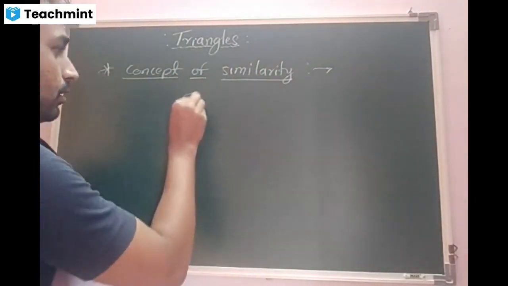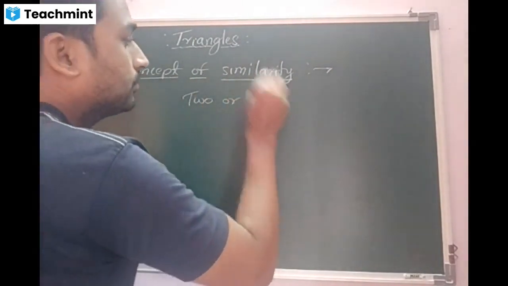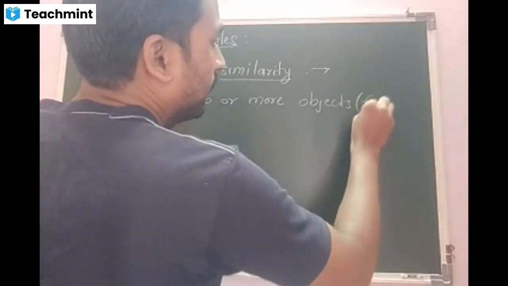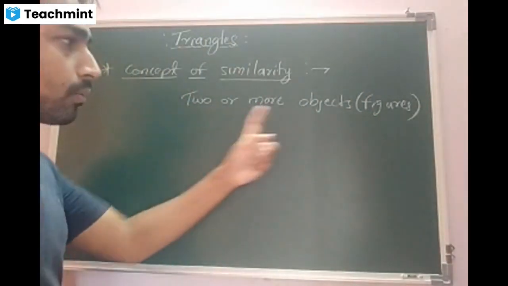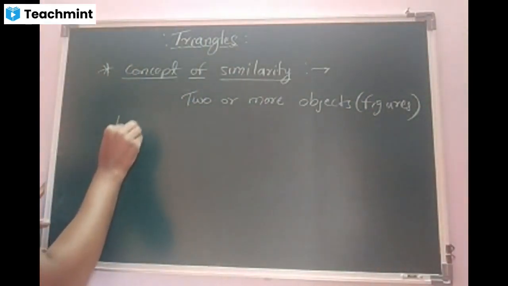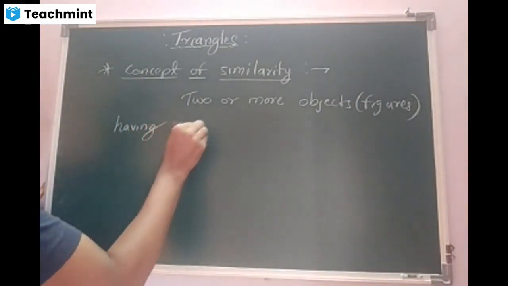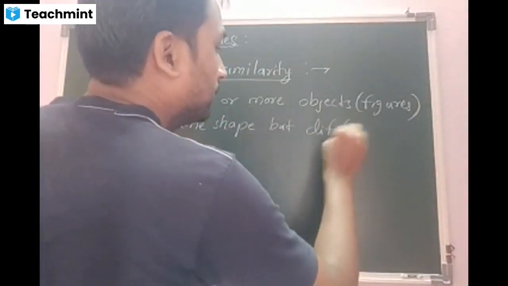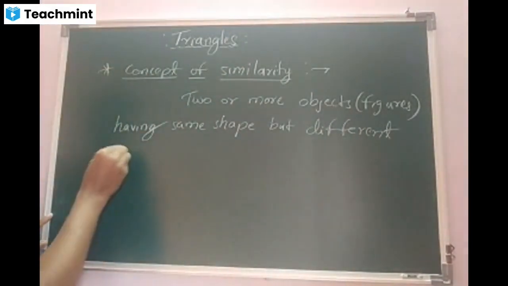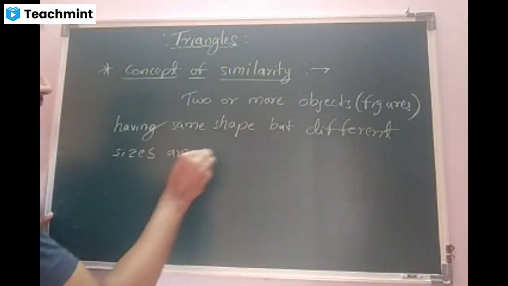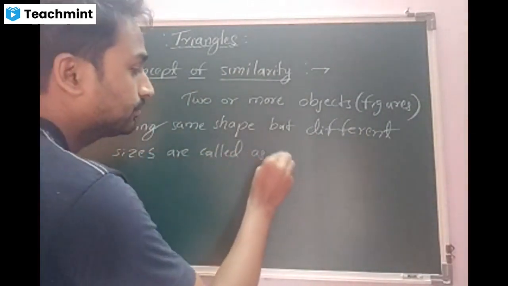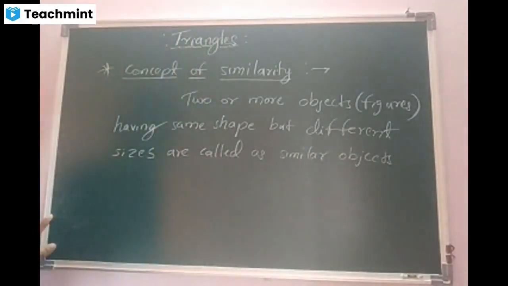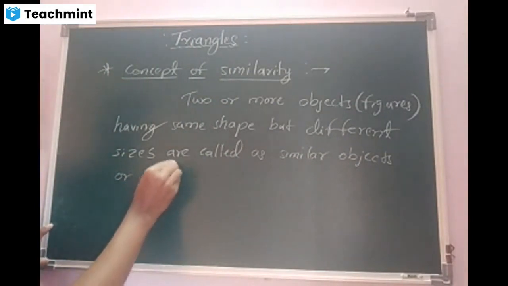Make a para. Two or more objects. In the bracket, figures, you can use anything, but two or more objects having same shape but different sizes are called similar objects or similar figures.